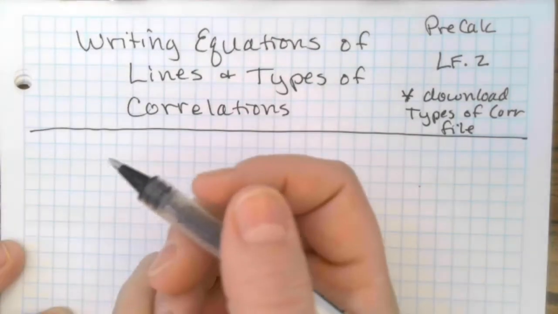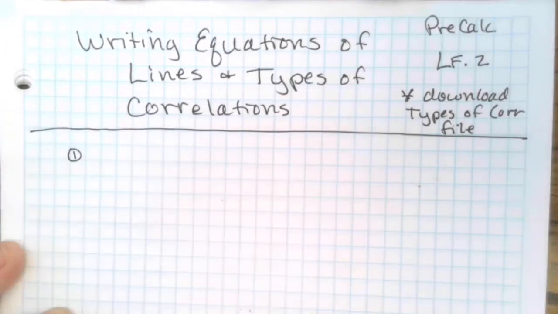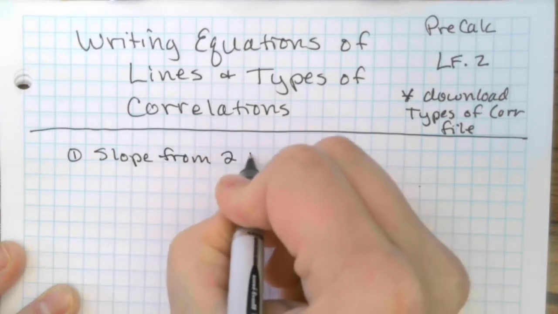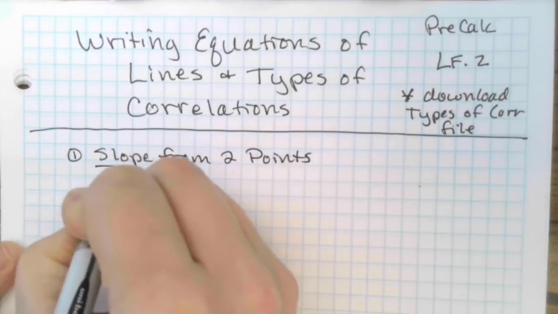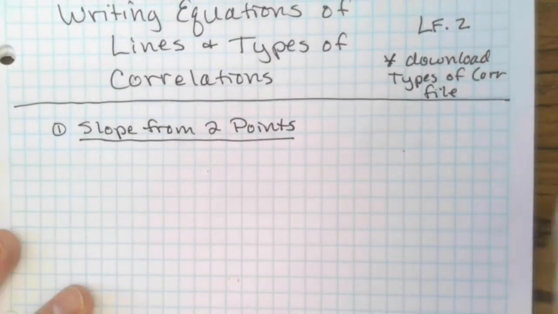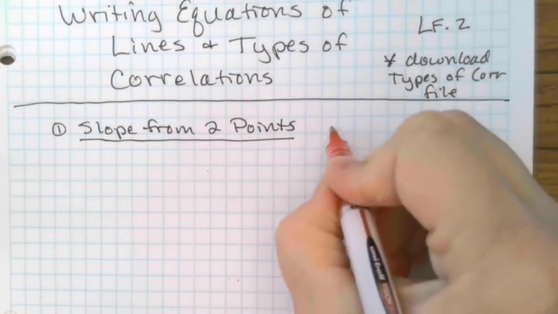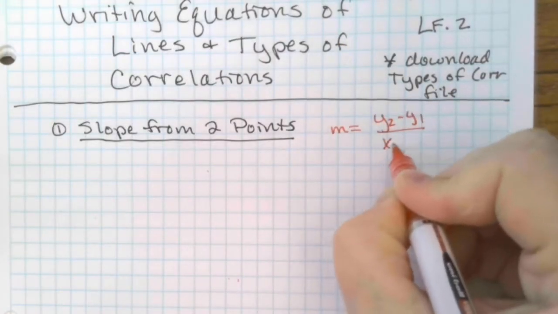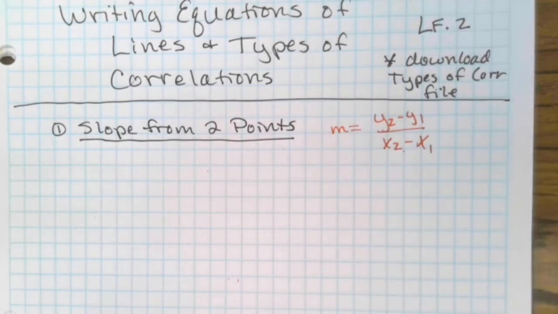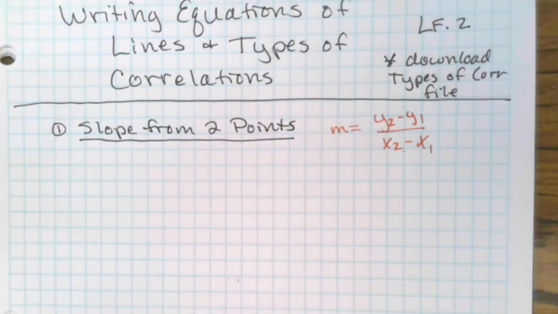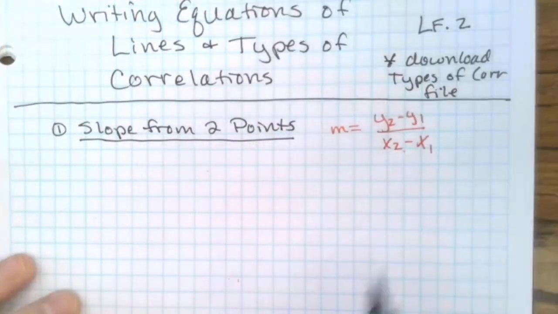Okay, so we're going to just number our different problems. So number one, we're going to calculate slope from 2 points. To do this, you definitely need your slope formula. Slope is y sub 2 minus y sub 1 over x sub 2 minus x sub 1. You can switch the points. Just make sure that point 2 comes first, point 1 comes second on both the top and the bottom.